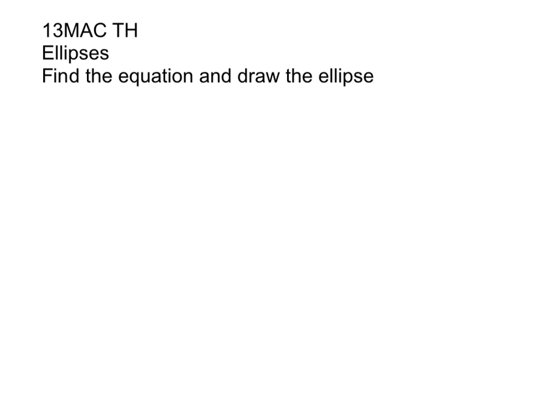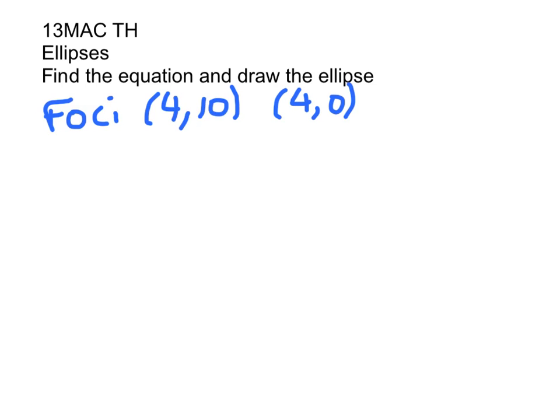In this one we're going to do a slightly harder problem than what we've started on in class. We're going to find the equation and we're going to draw the ellipse. So we're going to tell you these things. The foci are at (4, 10) and (4, 0). And the centre, well, I'm not going to tell you the centre actually, we're going to work that out.